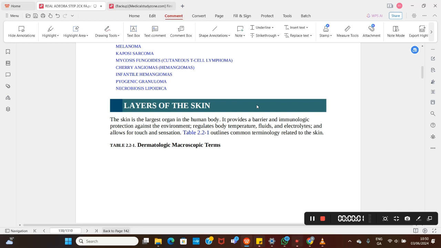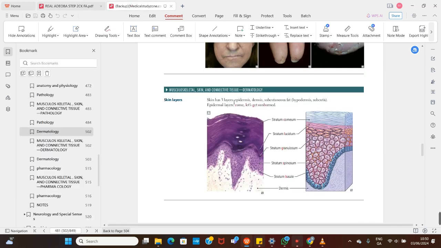Hello everyone. Welcome to the dermatology discussion of our Step 2, and we are going to start by looking at the layers of the skin. We know that the skin is the largest organ in the body, and the skin is divided into three essential layers: the outermost epidermis, the middle dermis, and the innermost subcutaneous fat, or the hypodermis, or the subcutis.